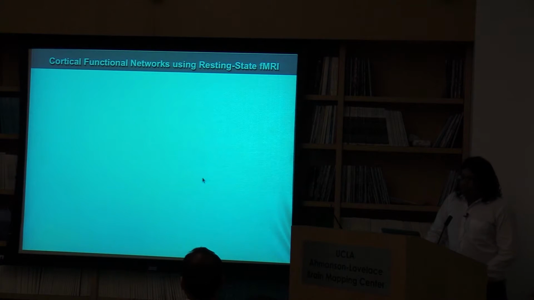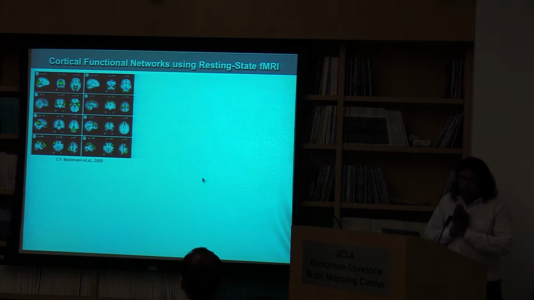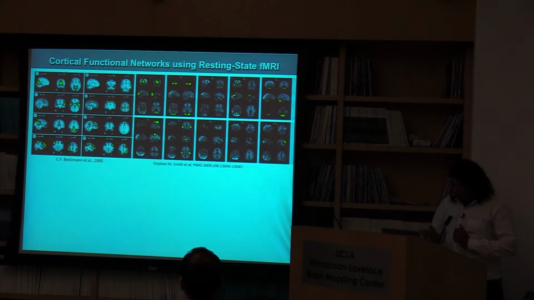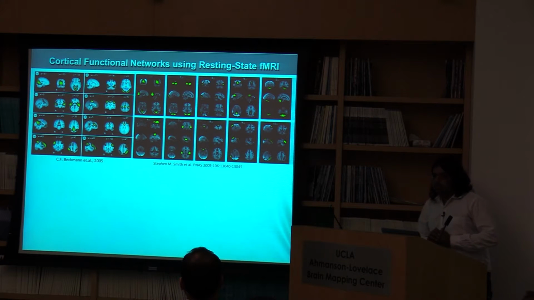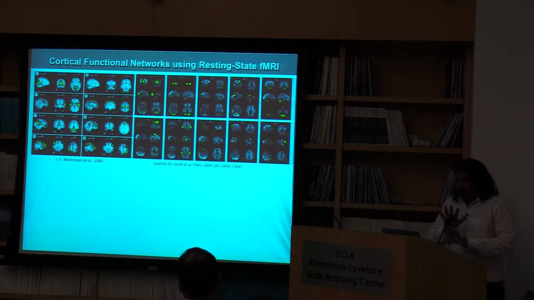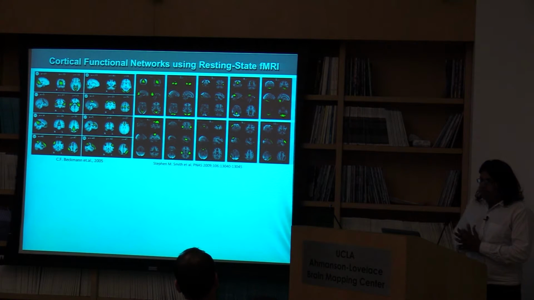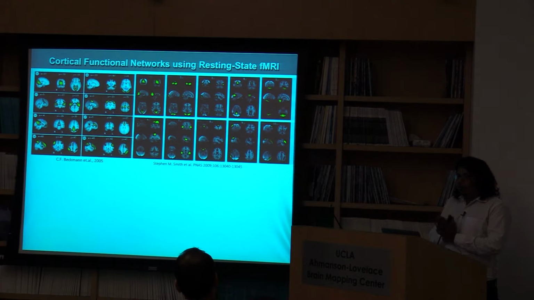And cortical functional networks using resting state fMRI were evaluated. For example, one of the first studies was published by Beckmann and colleagues, and he showed 8 cortical functional networks in his paper. In a follow-up study, Stephen Smith and colleagues performed functional analysis as well as comparison with the task activation studies from 30,000 maps obtained from the BrainMap database, and they found 10 well-matched cortical functional networks.